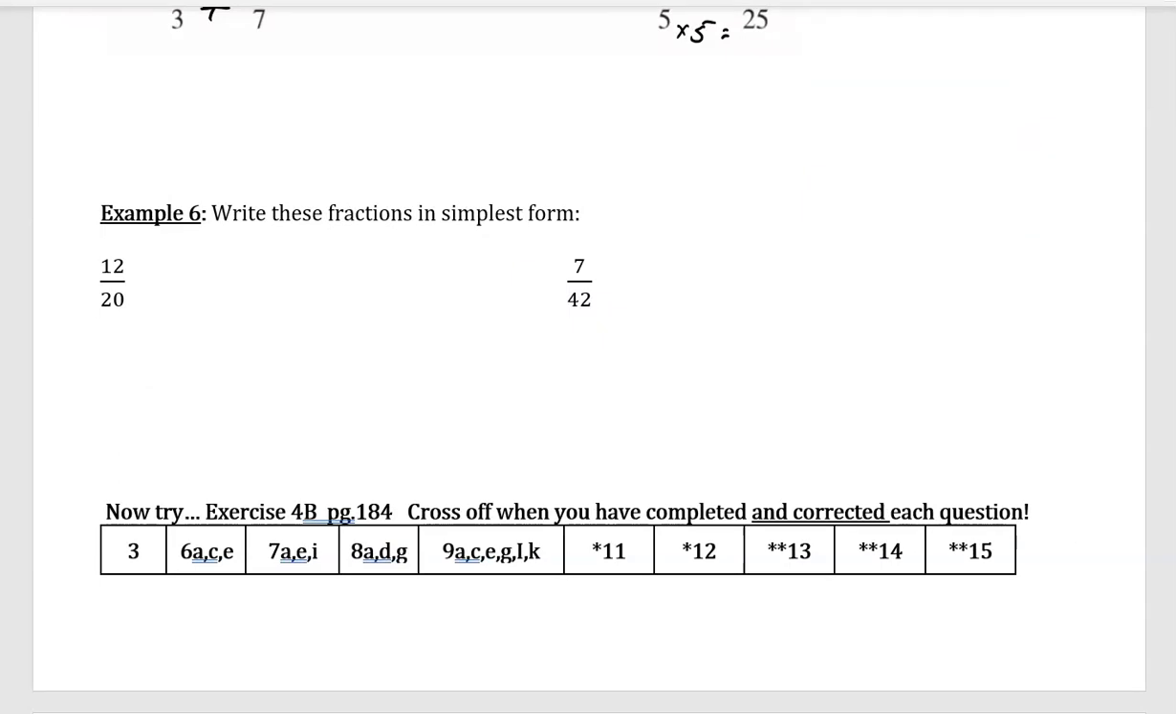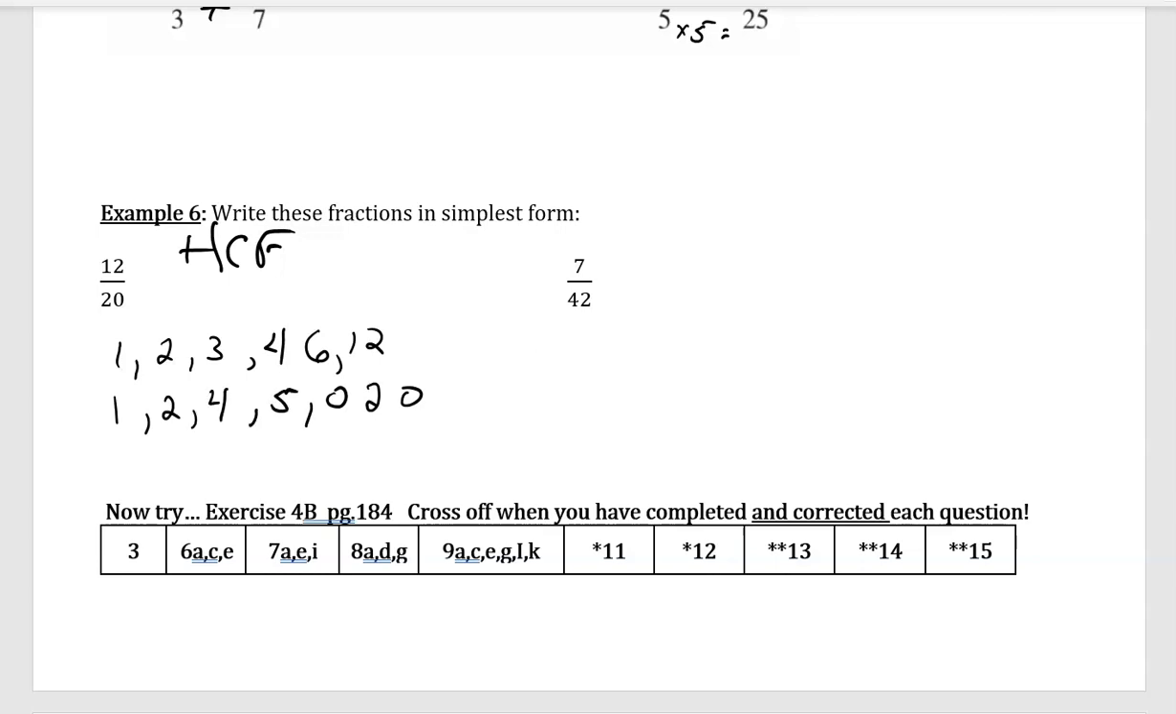I need to find the highest common factor between 12 and 20. So if I go through and work out all the factors of 12, and all the factors of 20, which one is going to be the highest in common? So I've now determined that 4 is my highest common factor between those two.